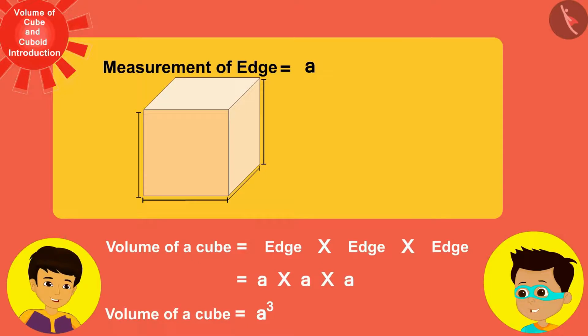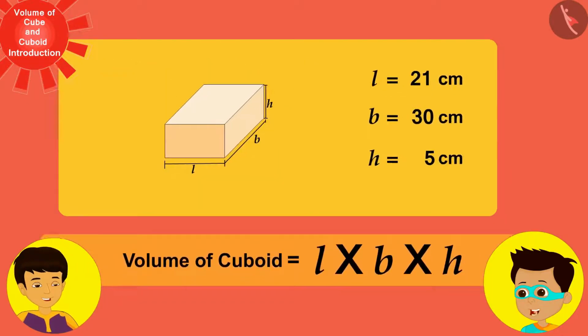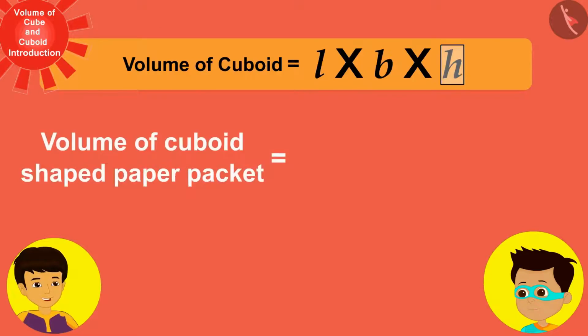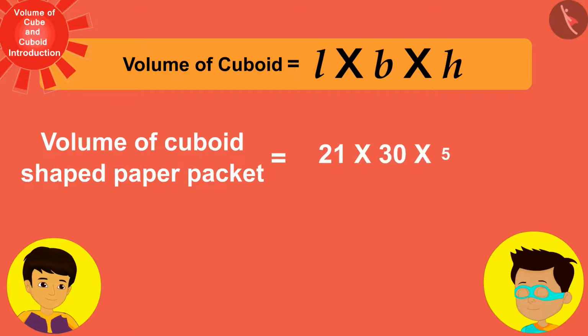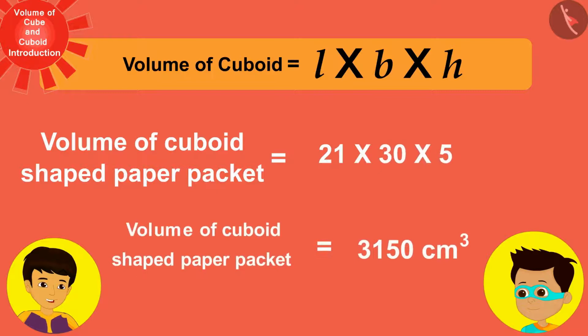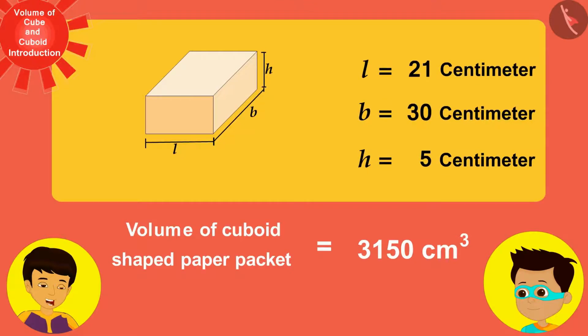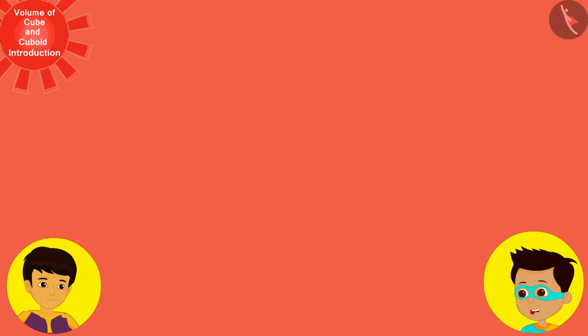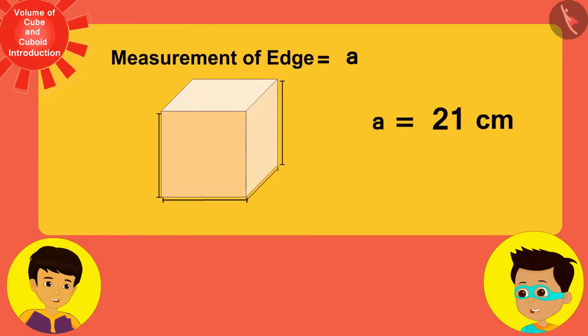Aha, you understood this very quickly, Manas. Now, let's first measure the length, breadth and height of this cubic paper packet and replace the values in the formula of a cuboid. Its length is 21 centimeters, breadth is 30 centimeters and height is 5 centimeters. And on solving it in this way, we can see that the volume of this cuboid-shaped paper packet is 3150 cubic centimeters.